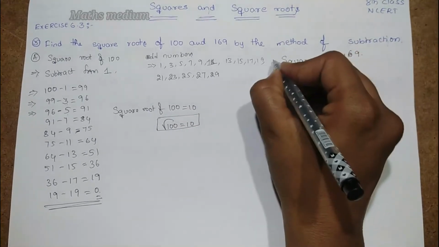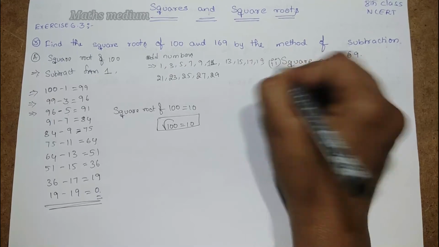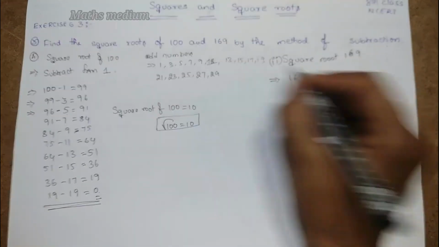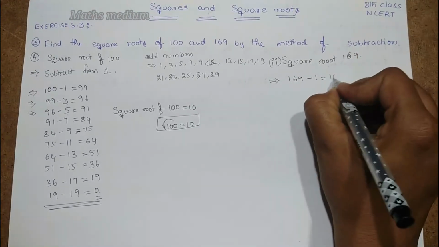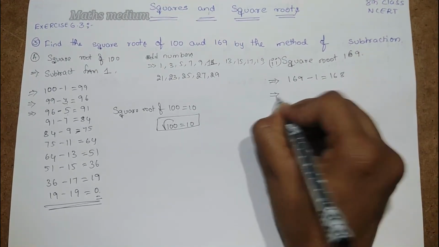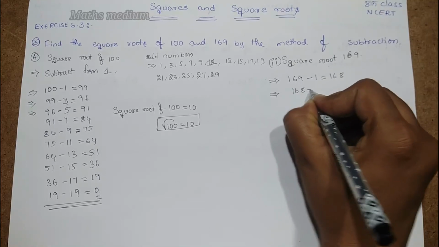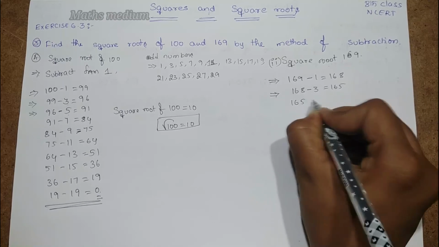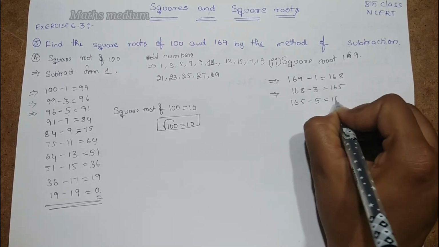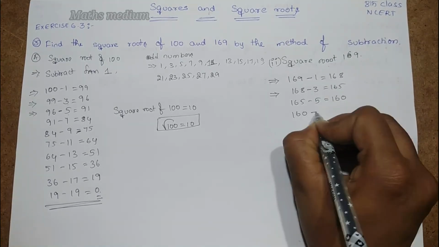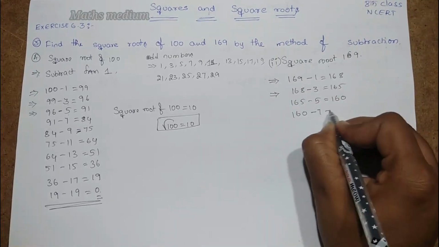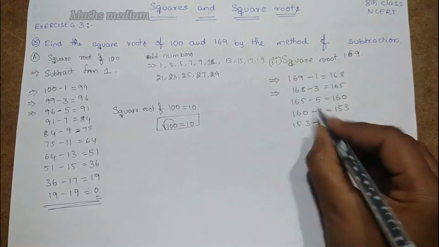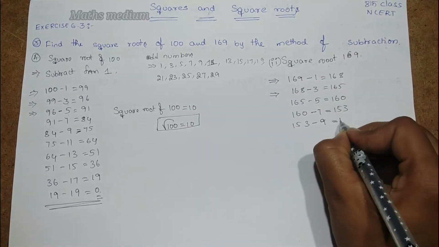Next, coming to the second one. Let's start again. 169 minus 1, we get 168. Next, 168 minus 3, 165. 165 minus 5, we get 160. 160 minus 7, 153. 153 minus 9, we get 144.